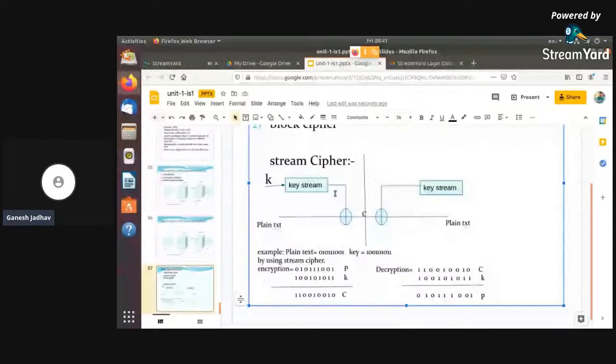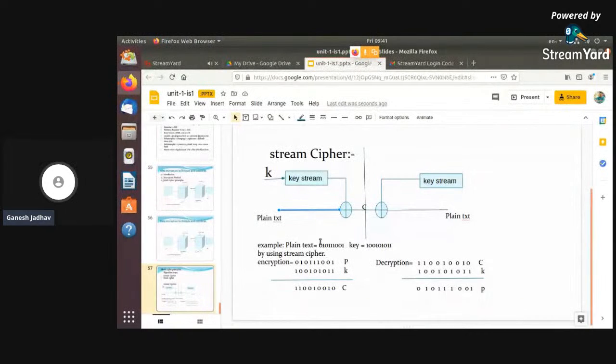It is a very easy example of the stream cipher. In the example, the plain text is the stream, and this is the key. Both are in binary format. Whenever they give you plain text in decimal format, you are required to convert that decimal format into binary format.